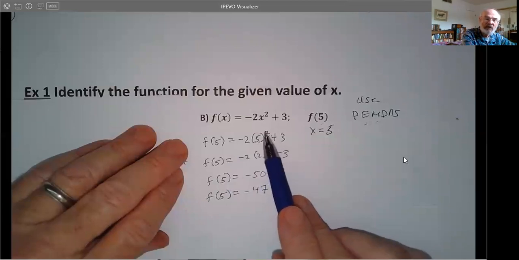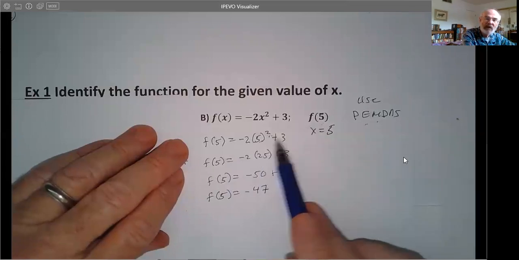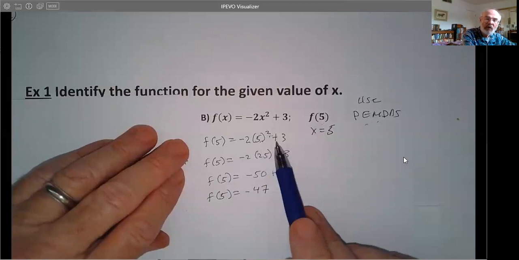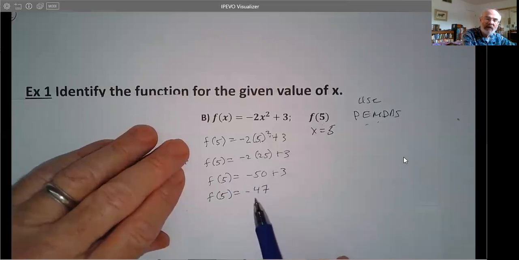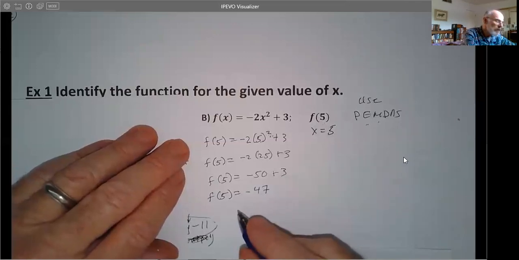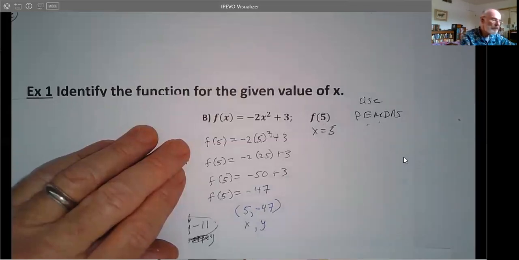Because you've got exponents here, and the parentheses 5, obviously you can't do anything with that. You go to exponents next. You're going to square the 5 first, and then you'll multiply it times -2, whatever the answer is, and then add 3 to it. So -2 times 25 is -50. You add the 3 and you get -47. So f of 5 equals -47. And so that would mean that your ordered pair would be x is 5, y is -47. So x, y.